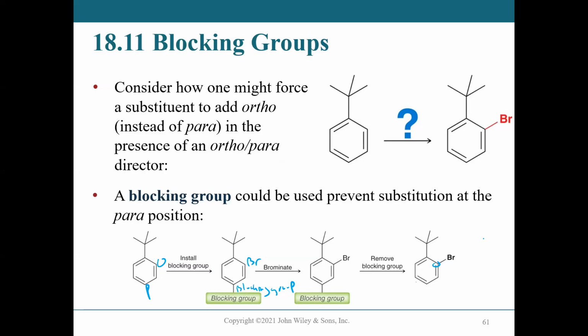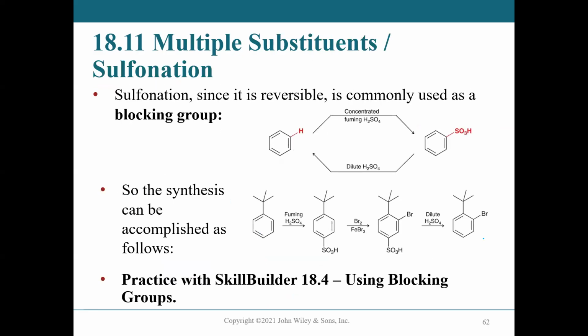And there's other blocking groups too. It says sulfonation, since its reversal is commonly used as a blocking group. Remember how easy it was to reverse the sulfonation group? We just used dilute sulfuric acid, and we can reverse it in the other direction. So the synthesis can be accomplished as follows.